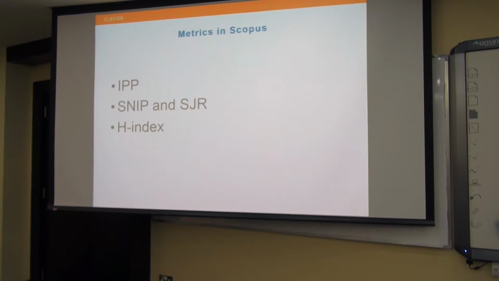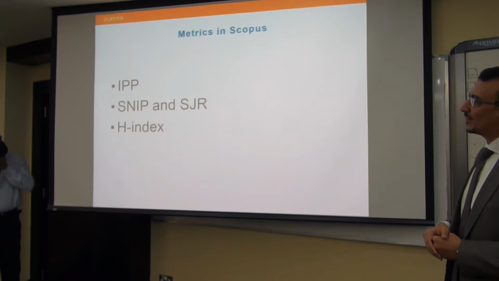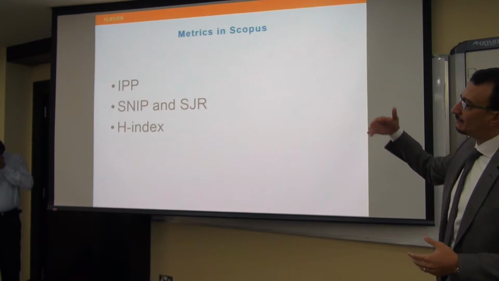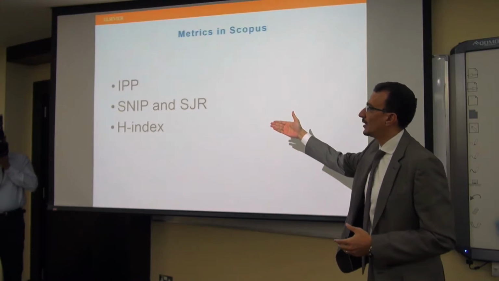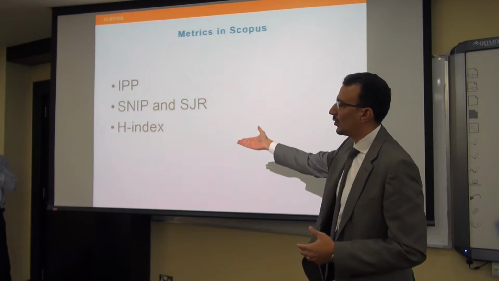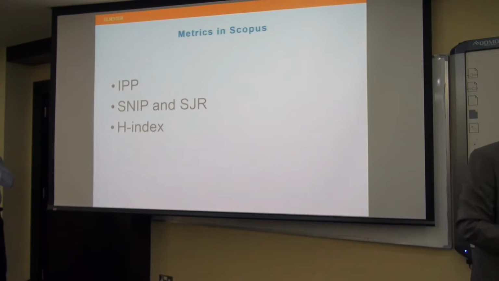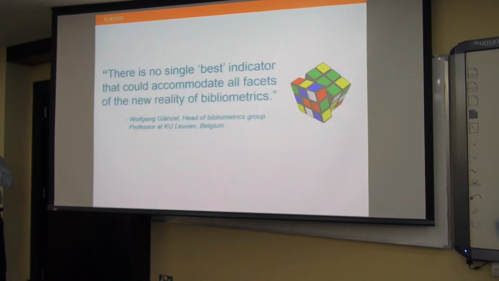Okay. Any other questions? Okay. Then some of the metrics, or bibliometrics, used within Scopus, which help us evaluate journals, articles, or even authors, like the H-index. The IPP is the first one.